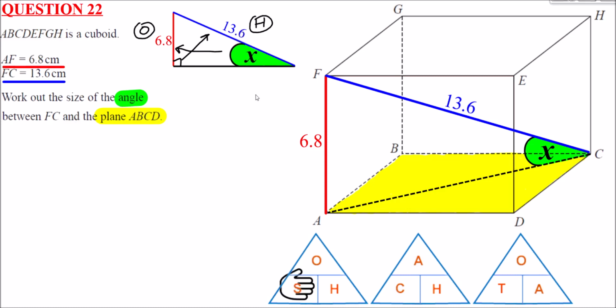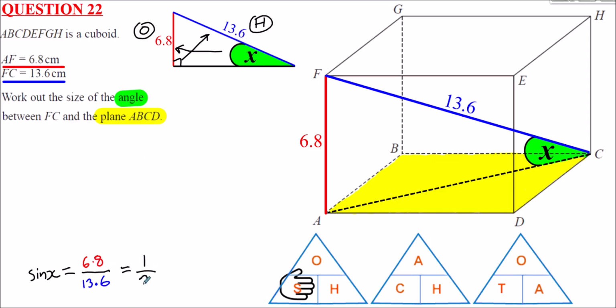Therefore, the angle x will be sine minus 1 of opposite divided by hypotenuse. Or we can put it a different way and just say simply that sine of x is the opposite, which is 6.8, divided by the hypotenuse, which is 13.6. But what we need to notice here is that half of 13.6 is 6.8. So actually this fraction is the same as 1/2.